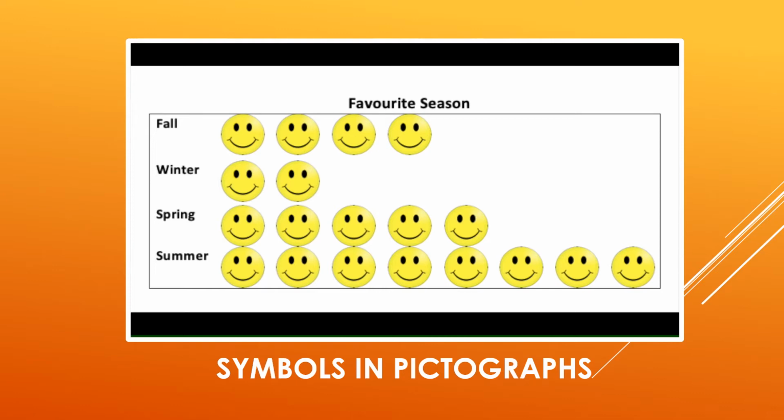We can also see that winter is the least liked season of them all. Only 2 students liked winter as their favorite season. If I were to ask you how many more students like fall than winter, you could easily count and compare the 2 seasons and count to see that there are 2 more students that like fall better than wintertime. You can do the same thing with summer. You can see that 3 more students like summer than spring. So this is how we're going to use symbols in pictographs.